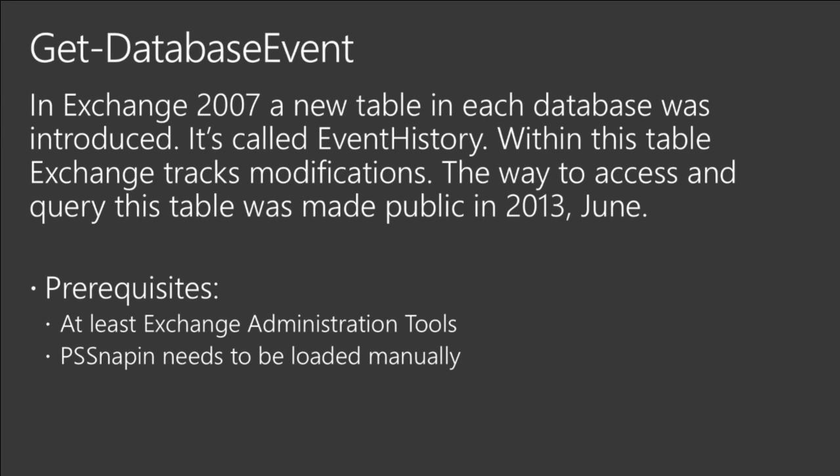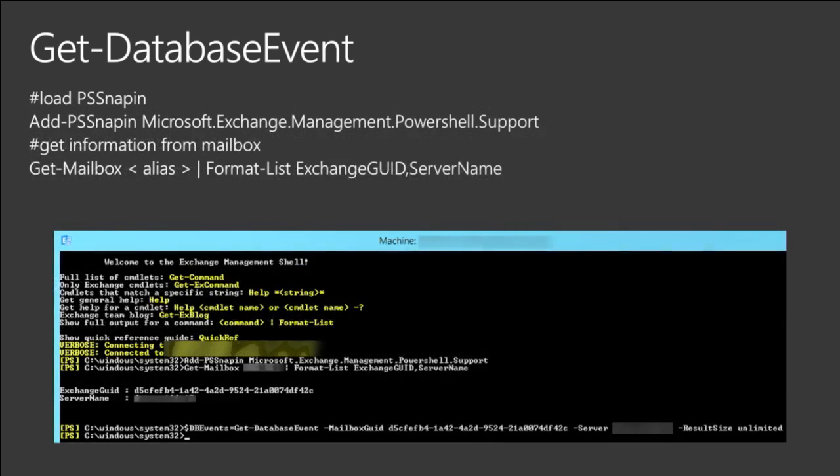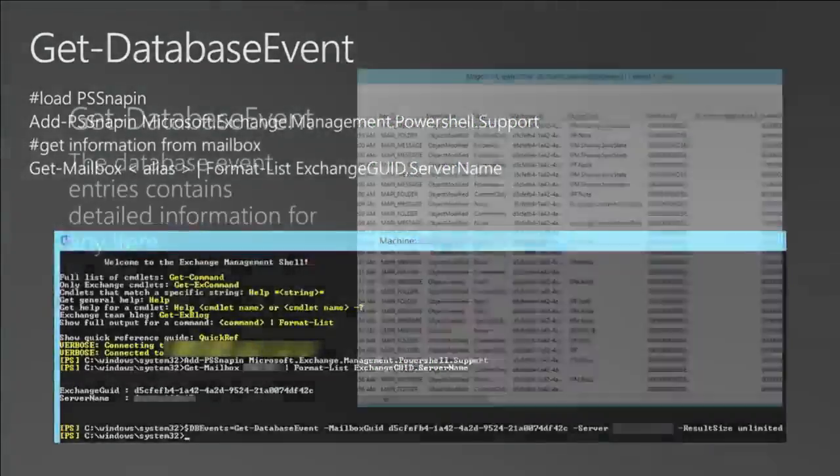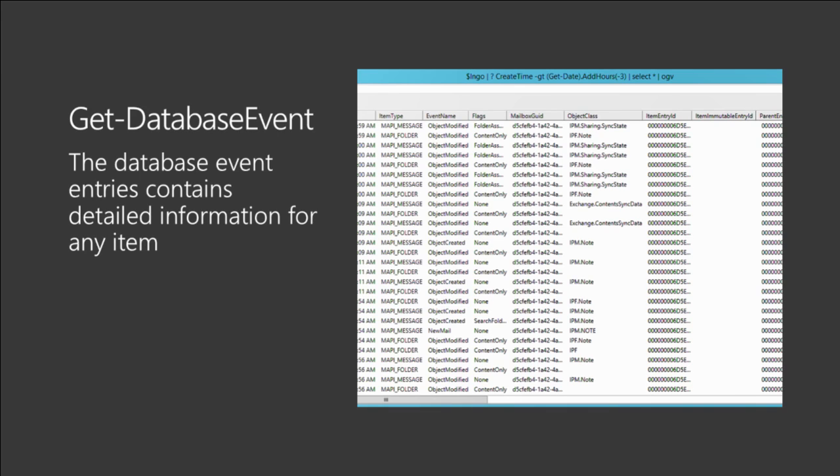What you need to do for this is definitely have the administrative tools installed, but you have to load an additional PowerShell snap-in. This is just a comment, I loaded it. You have to add the PowerShell support snap-in, and then you can first query your mailbox. You need to have the mailbox GUID and know which server it is on, and then you can query all the data from this database event. How does it look? You can export it in a CSV file, whatever.